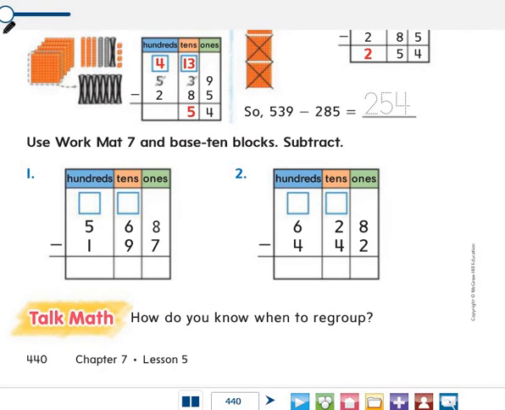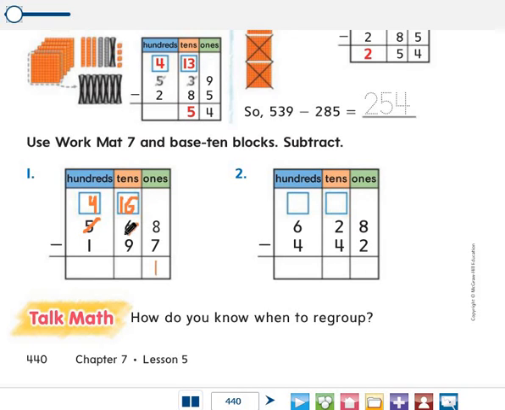Now let's solve question number 1. 568 minus 197. 8 minus 7 equals what? Equals 1. Yes, we have enough ones. And 6 minus 9 now. 6 is less than 9. So we cannot subtract. We have to regroup. So this 5 is going to be 4, and this 6 is going to be 16.